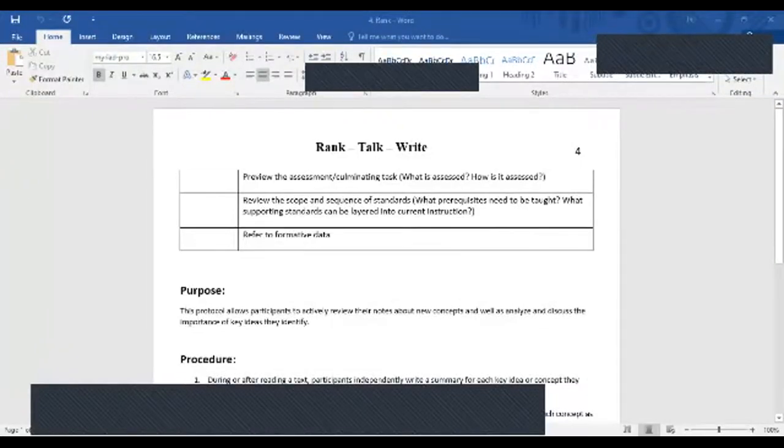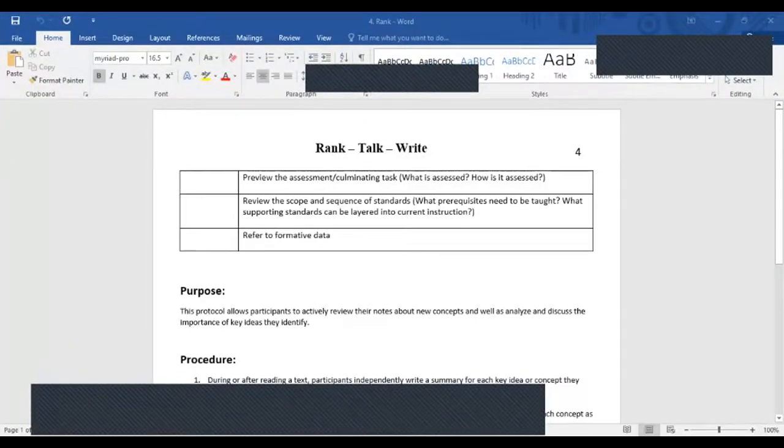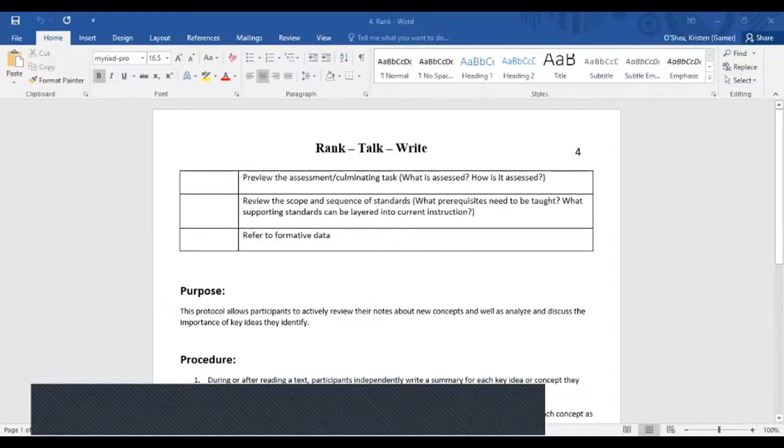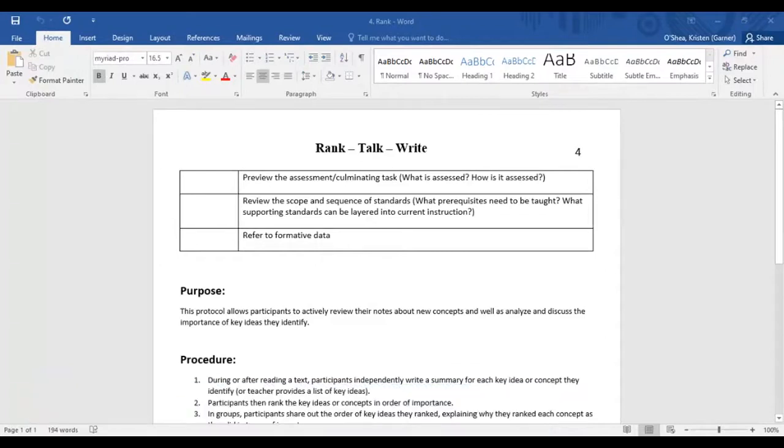So I'm looking at these statements now. Previewing the assessment, reviewing the scope and sequence of standards, or referring to formative data. Which one of these is going to be the most important and give me the biggest bang for my buck when I am instructing my students? Someone unmute yourself and tell me why you ranked the one you ranked.